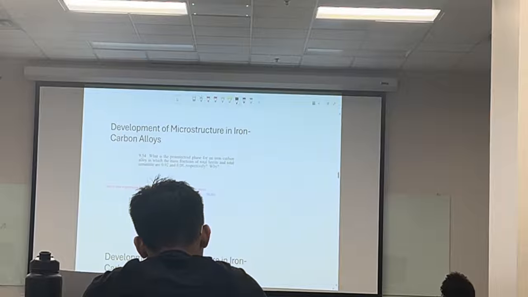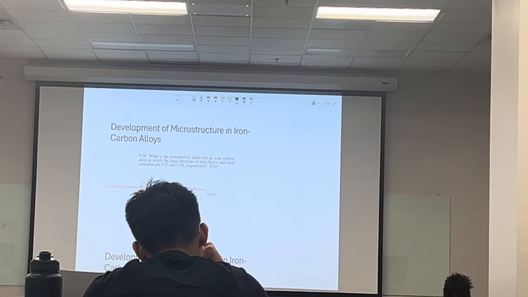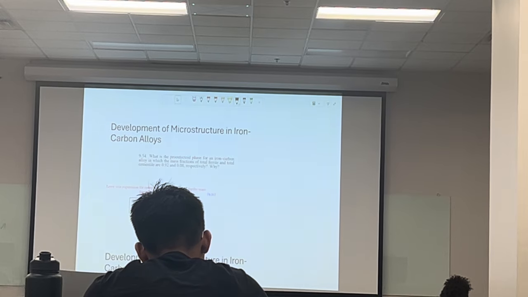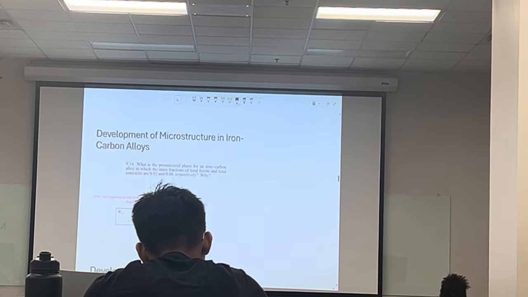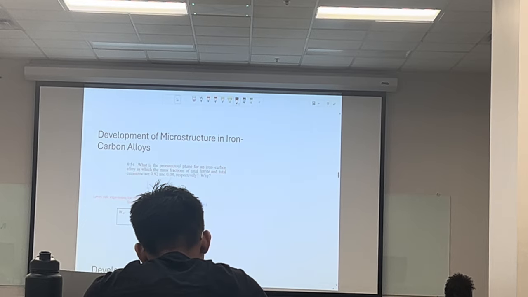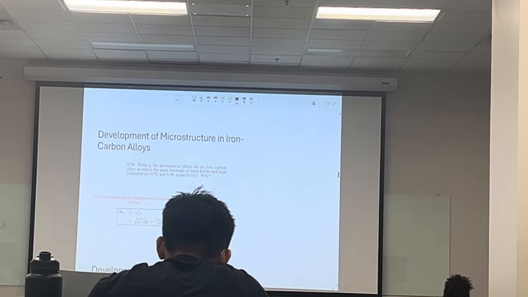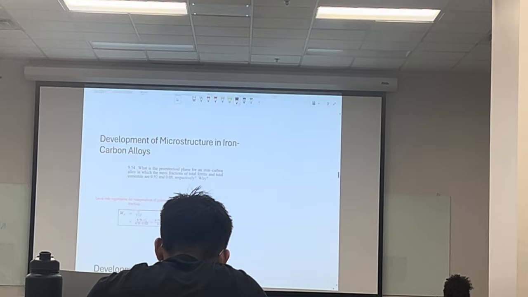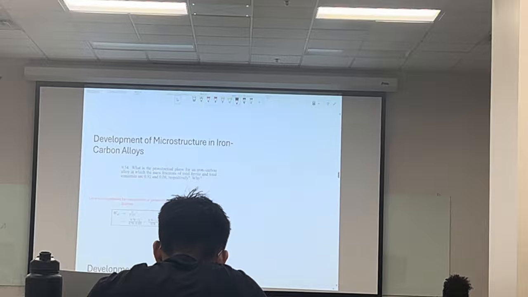Okay, so this question states, what is the proeutectoid phase for an iron carbon alloy, and are the mass fractions of total ferrite and total cementite 0.92 and 0.08 respectively, and why? For this question they're using the W alpha prime, or the lever expression, for the proeutectoid ferrite mass fraction. So I'm going to quickly show you how to go through this one.